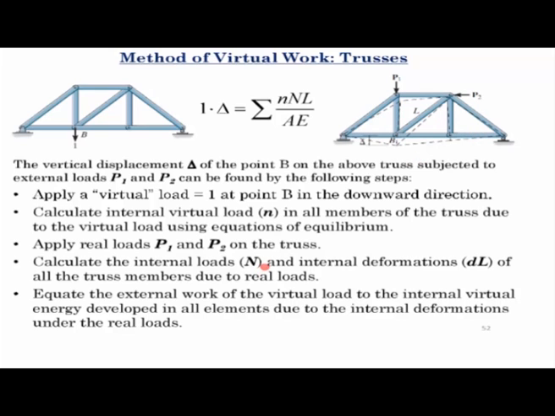Whatever the individual axial force in the truss member, because of that the truss member will undergo a deformation of NL by AE, which we saw a couple of slides back. If a rod is subjected to an axial load N, has a length L, cross-sectional area A and modulus of elasticity E, then the deformation of that rod under the load N is equal to NL by AE. So the virtual member force under the unit virtual load is small n.